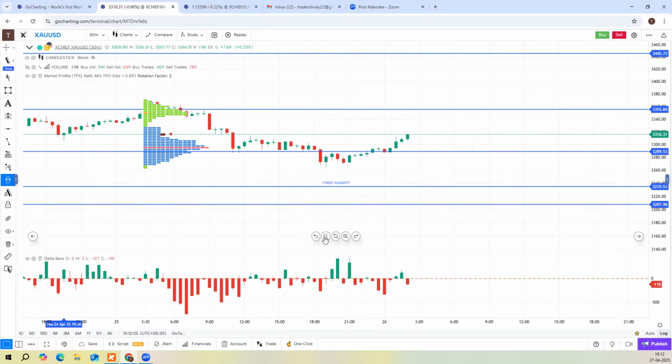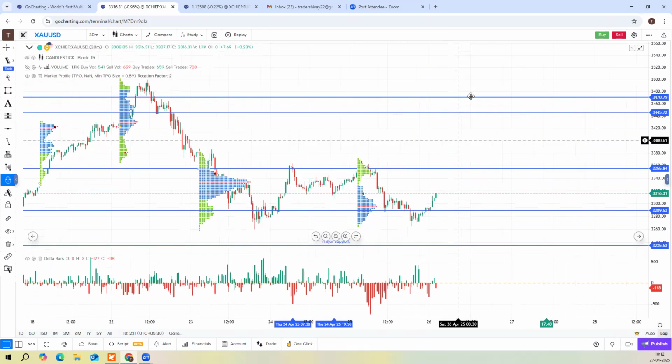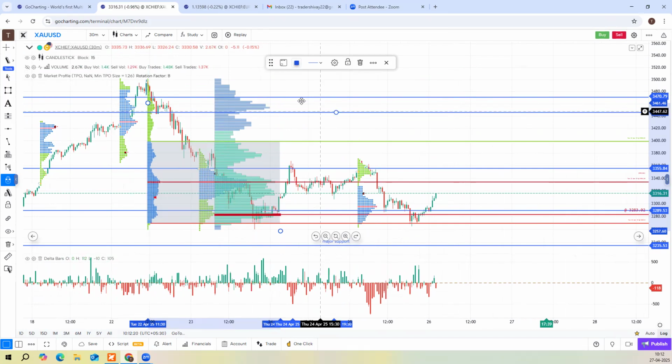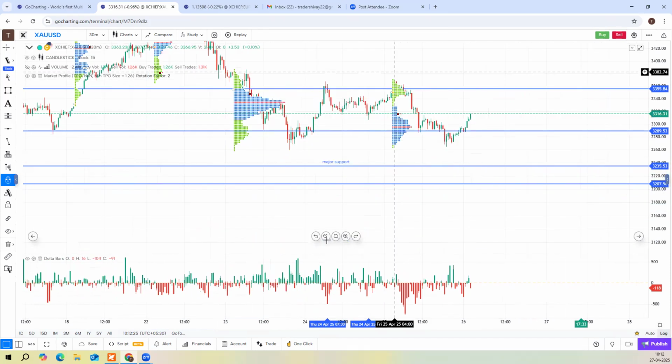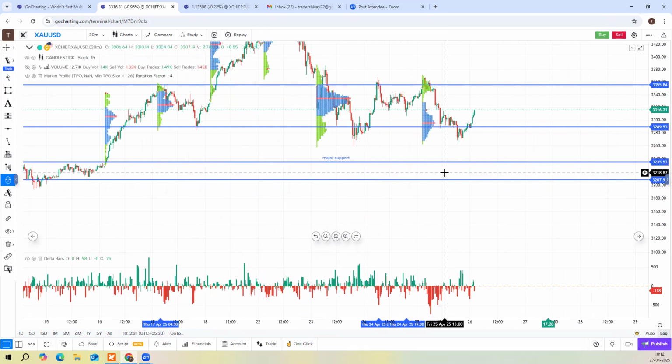Okay, so for XAUUSD, these are the levels, that is this value area. If the market goes upside, then we have this value area. So we can simply apply this market profile again. You can see some kind of consolidation over here in this range. And if the market goes below, we have talked about that, this is the major support area. So these are the levels for XAUUSD, and we have already talked about EURUSD.